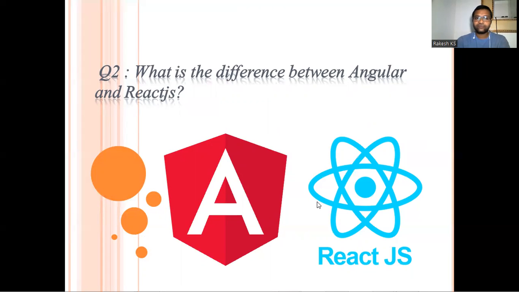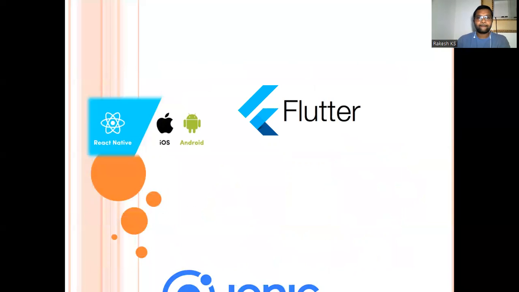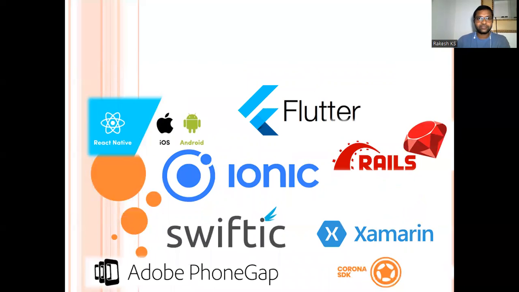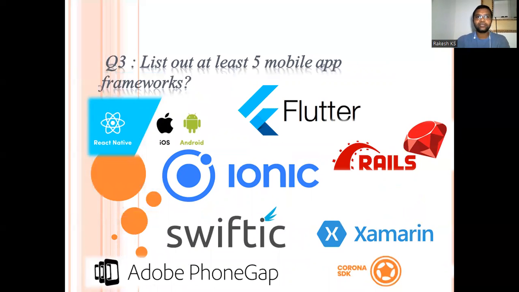Angular is a framework, whereas React.js mainly depends on a JavaScript library. Angular is less flexible, React.js is more flexible. Angular is easy to upgrade, whereas React.js is difficult to upgrade. So these are the main differences between Angular and React.js. Now we shall see the next question. The next question is, list out five mobile app frameworks.